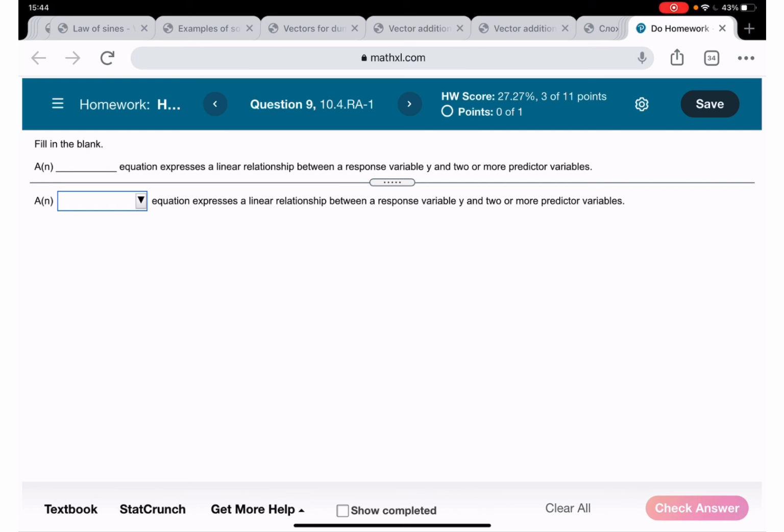Moving to question number 9. An equation expresses a linear relationship between response variable y and two or more predictor variables. I put such simple questions so you would know these understandings of what is called what. So if we have one dependent variable and several independent ones, we call that multiple regression.